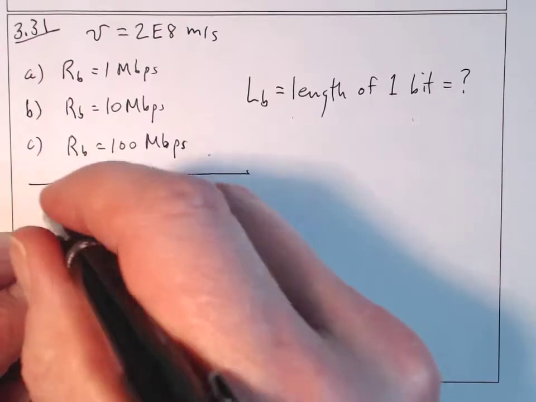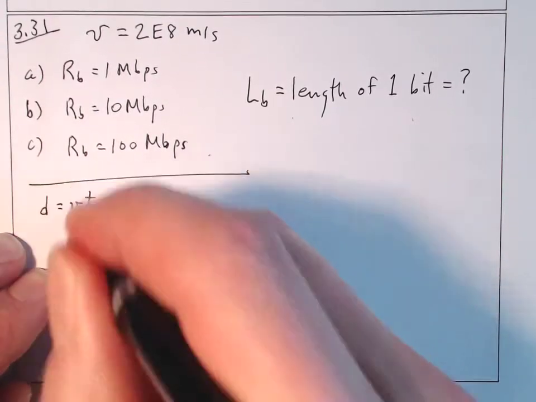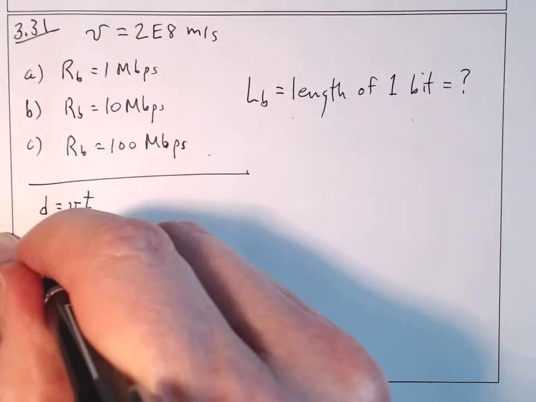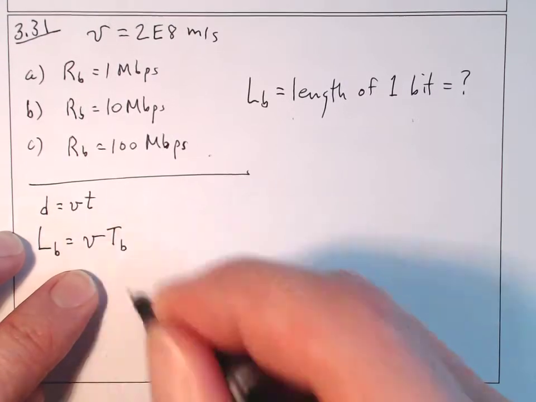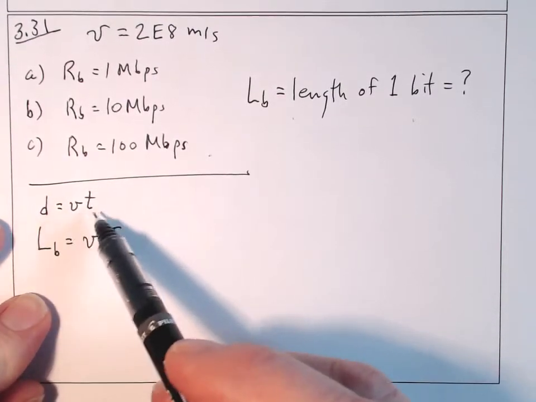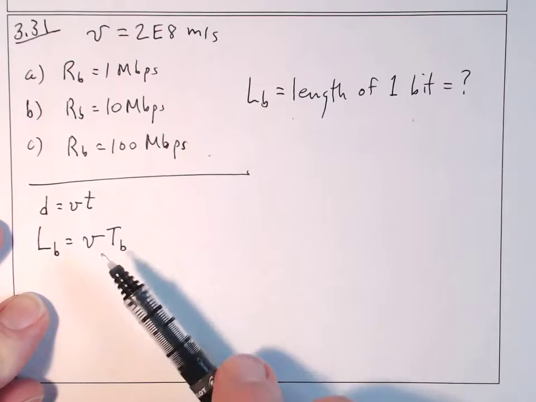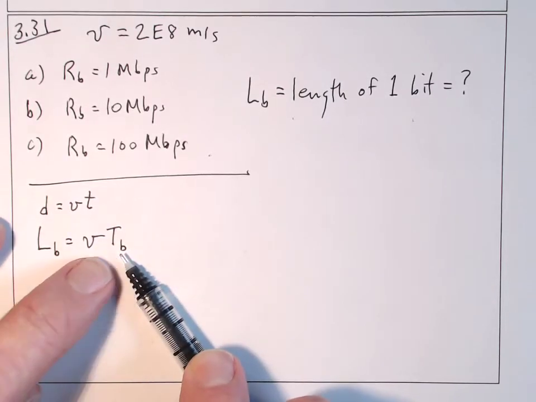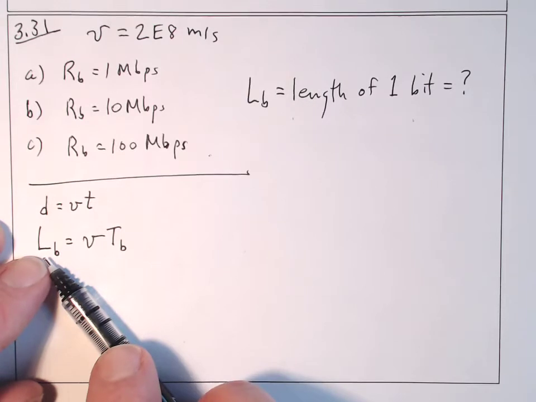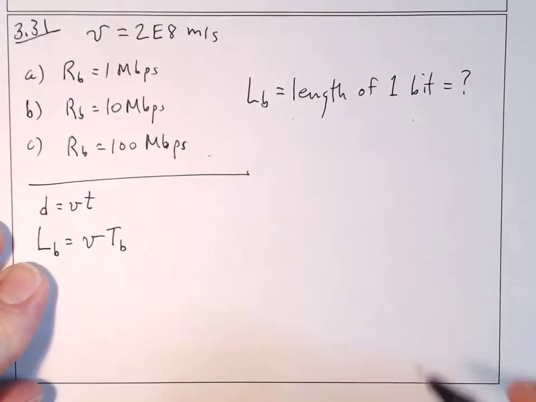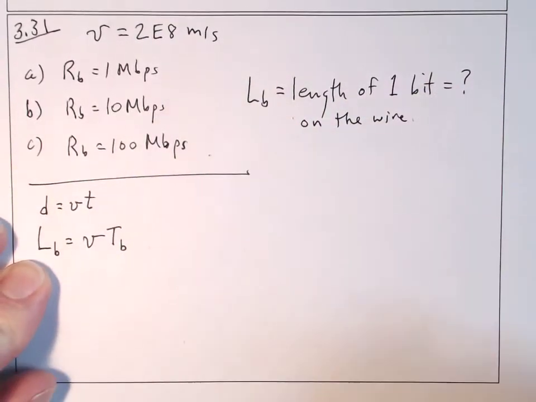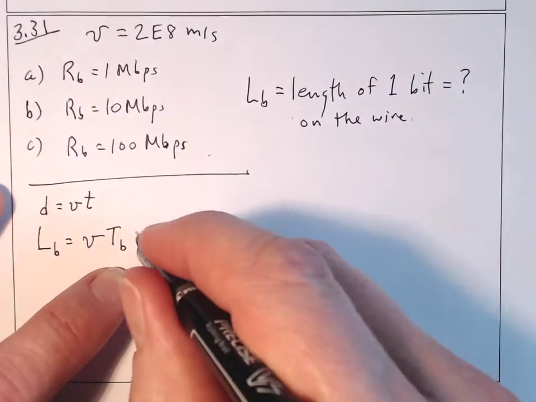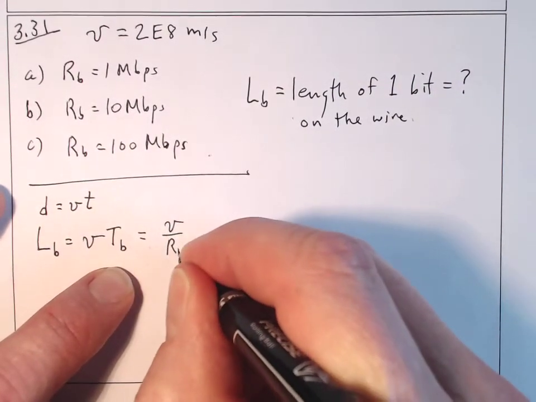What I'm going to use is distance is velocity times time. So the length of 1 bit is equal to the velocity times the period for 1 bit. I use the general relation, distance is velocity times time, and in the time of 1 bit period, our wave is going to move the length of 1 bit. So this is the length of the bit on the wire. And TB is 1 over RB, so this is V over RB.